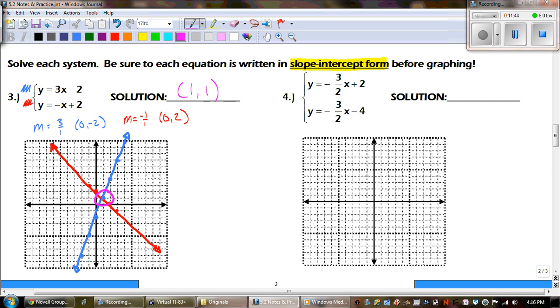Okay, so number 4, we're graphing again. I want you to do this one all on your own. Go ahead and pause the video. Good luck. I'm not even going to tell you what the slopes are. You can do that on your own.